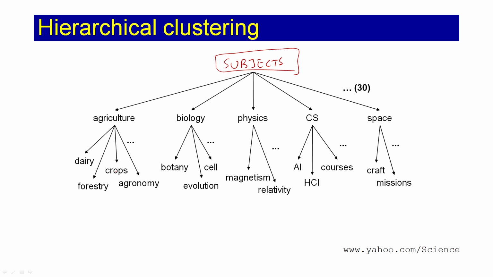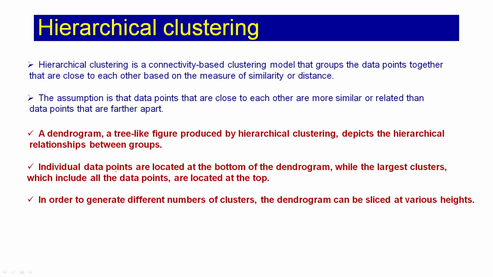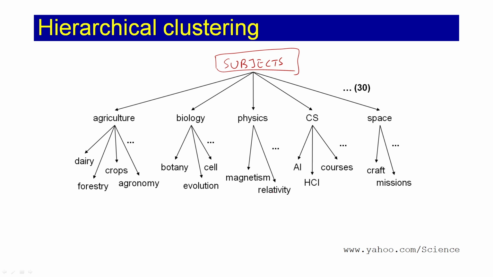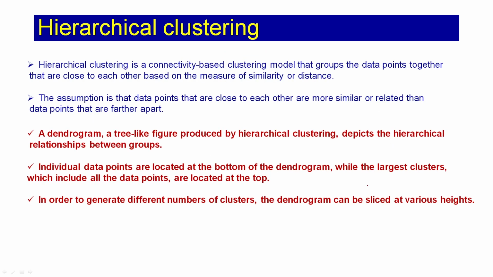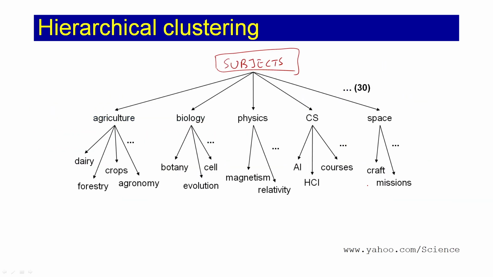So, how many are there? 30. 30 hierarchies are there, right? You can clearly see that if you make it properly. So, what you have done, if you go back to here, it's like a dendrogram, a tree like structure, and individual data points are located at the bottom of this dendrogram, right? Here you see individual ones put at the bottom of the dendrogram, and largest clusters are put at the top. What is that largest cluster? Largest cluster is subjects, that is put at the top.